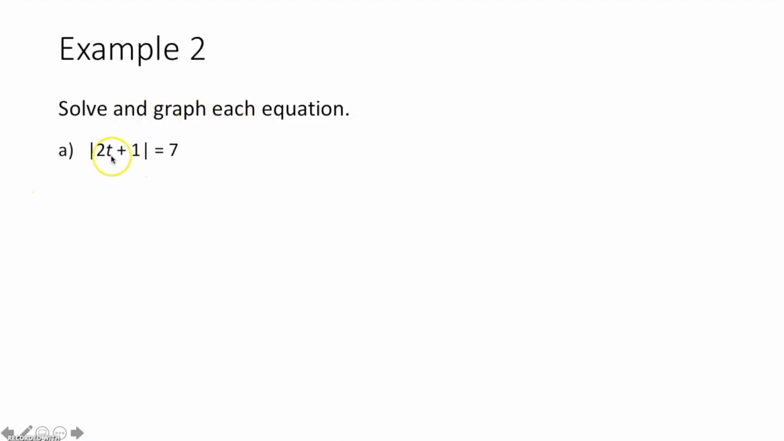Solve and graph each equation. So we have absolute value of 2t plus 1 is equal to 7. Again, simplify, move, break, solve. So first, can I simplify either side? No, I can't simplify what's in here because this has a t and this doesn't. Next, move my absolute value to the left. Done. Next, we're going to move everything else to the right. There's nothing else outside the absolute value, so you're good.